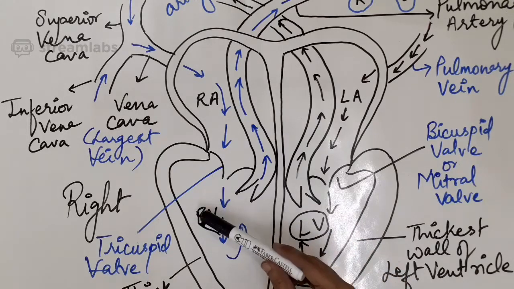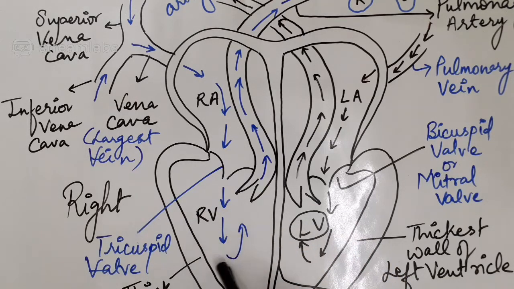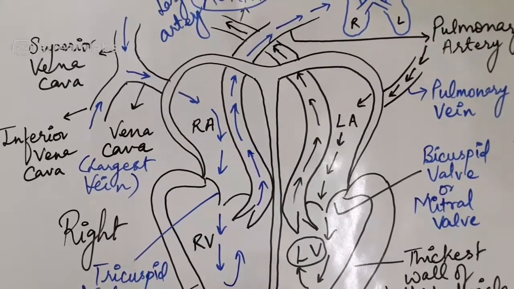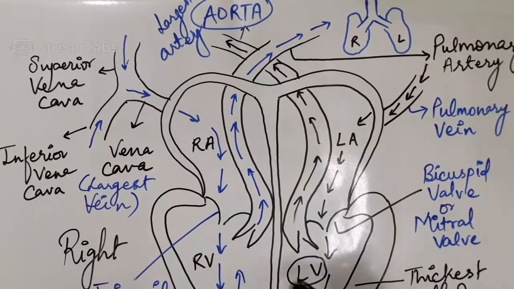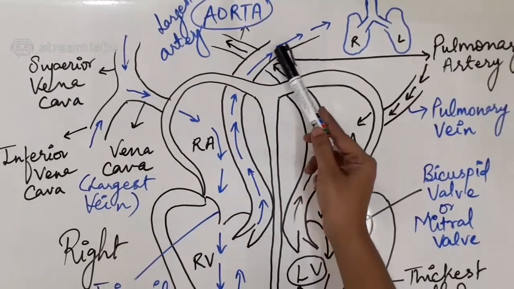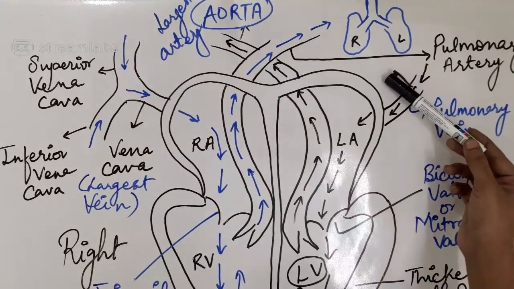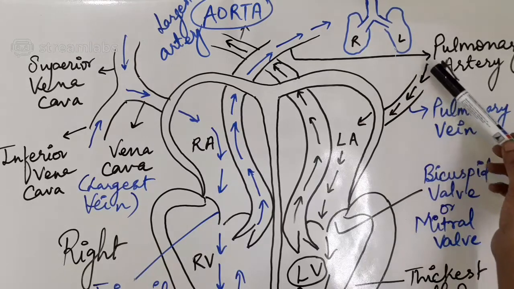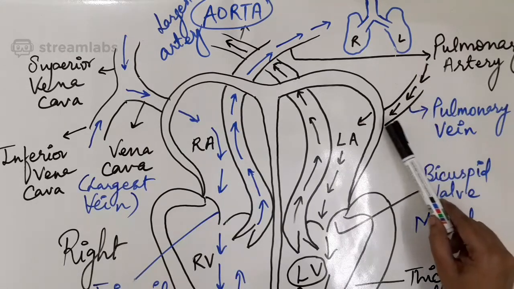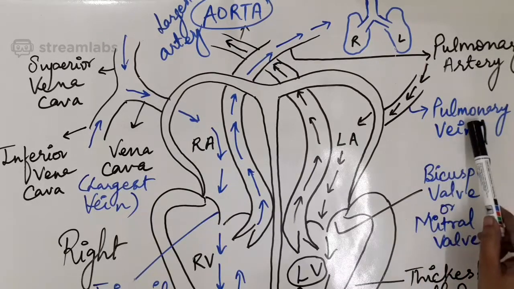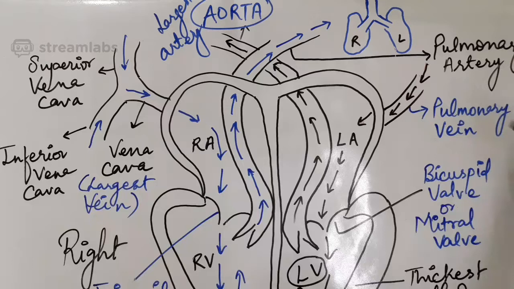From the right ventricle, the thick wall of right ventricle pushes the blood into the pulmonary artery. That's an exception. Pulmonary artery carries the impure blood into the lungs from the heart. And from the lungs, after getting oxygenated, the pure blood enters the heart in the left side through pulmonary vein. These two are the exceptional blood vessels, because they are carrying opposite kind of blood than they usually carry.